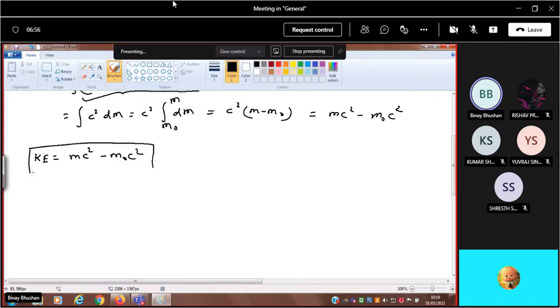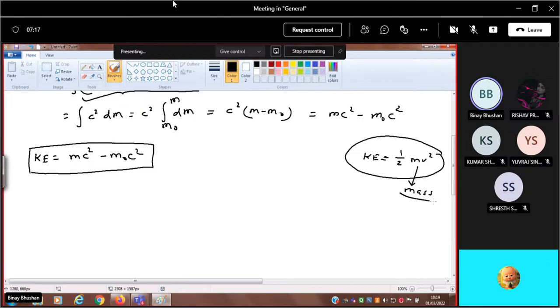Suraj, what is the kinetic energy in classical mechanics? Half mv square, right? Yes, sir. And m, there we don't differentiate whether m is moving mass or rest mass. This is simply mass in classical mechanics. But in STR, we have to be very, very careful whether it is moving mass m or rest mass m naught.